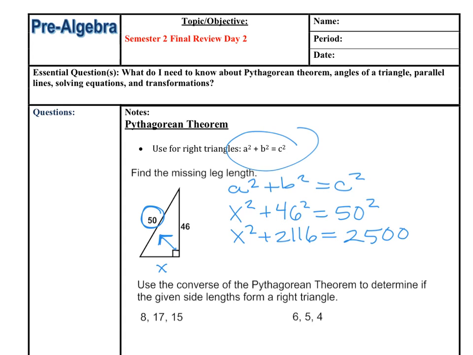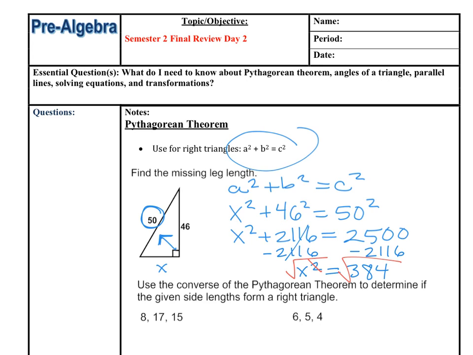The first thing I have to do is subtract away the 2,116 because it's being added. So that'll take that away, and I'm left with x squared, we'll bring that down, and 2,500 minus 2,116 would give me 384. To get rid of a squared, I take the square root of both sides. So that will take away that little 2, that exponent.